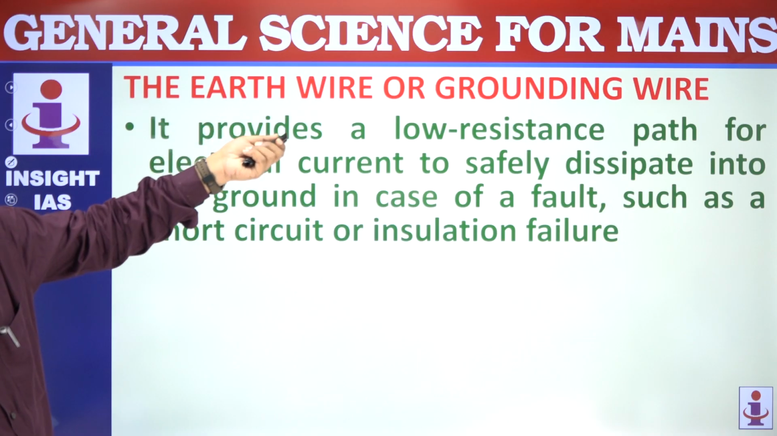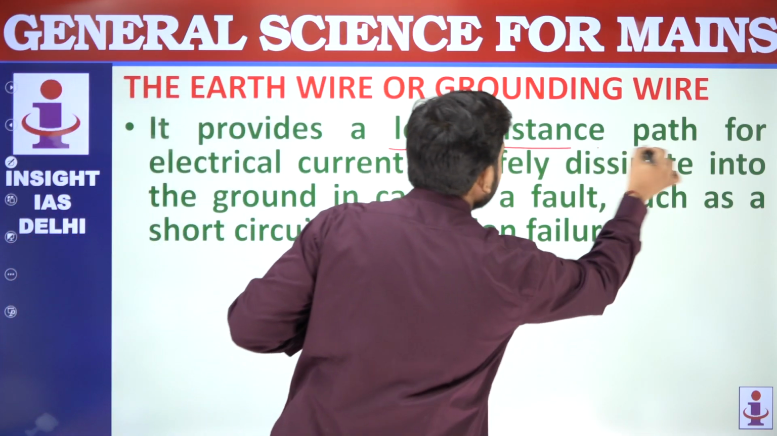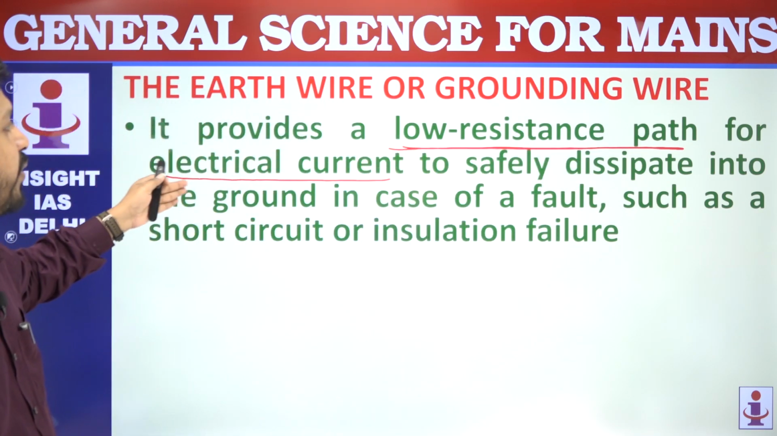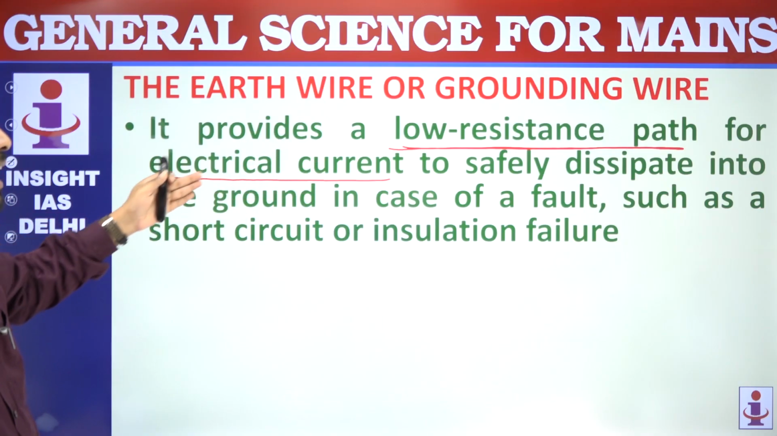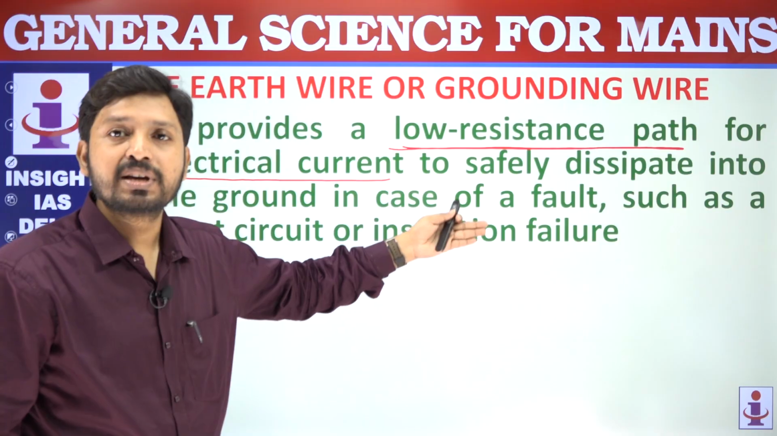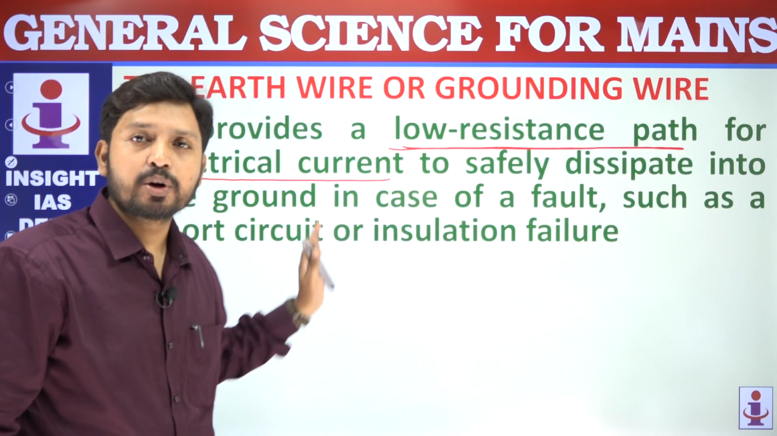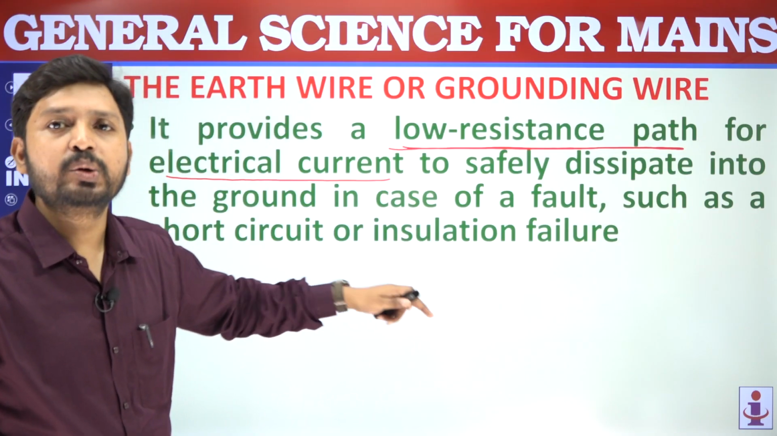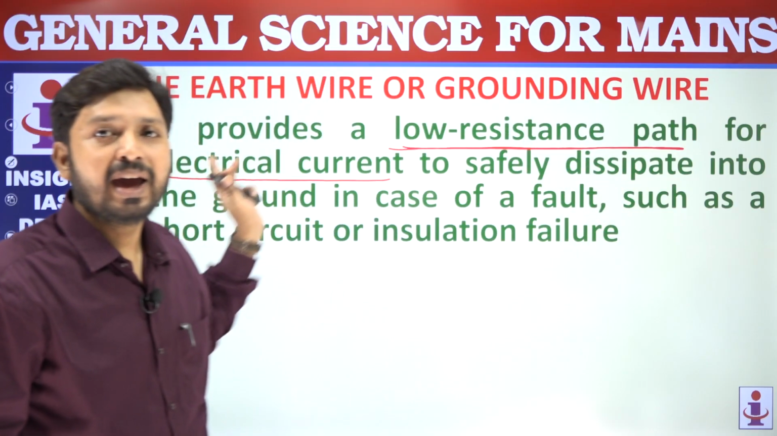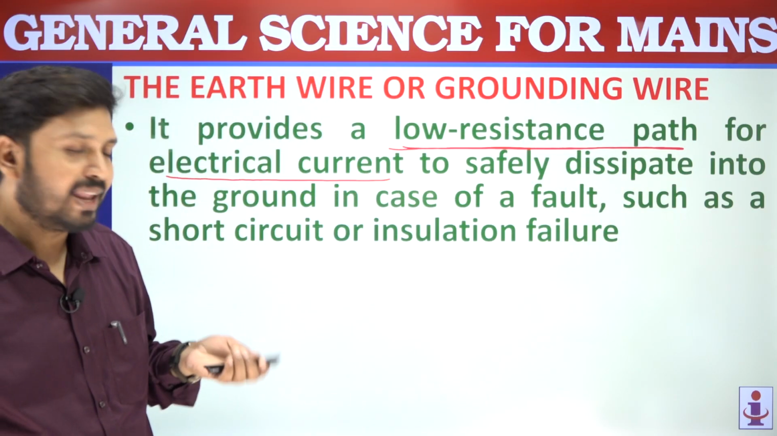Earth wires are also called grounding wires. What they do is provide a low resistance path for electric current to safely dissipate into the ground in case of faults such as short circuits or insulation failures. Whenever short circuits and insulation failures occur, these earth wires provide a low resistance path for electric current so that it safely dissipates into the ground, and we will not get any electric shock.